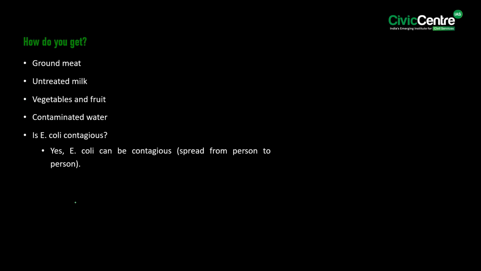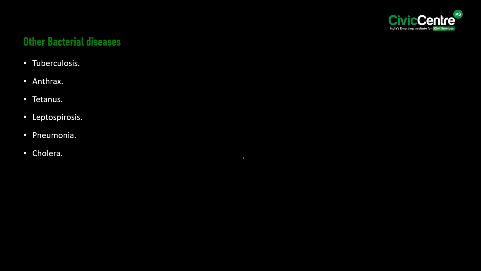Then how do you get E. coli? See, we get infected through ground meat, untreated milk, vegetables and fruit, and contaminated water. If you ask me if it's contagious, yes, E. coli can be contagious, which means it can spread from person to person. Some of the other bacterial diseases are tuberculosis, anthrax, tetanus, leptospirosis, pneumonia, and cholera.